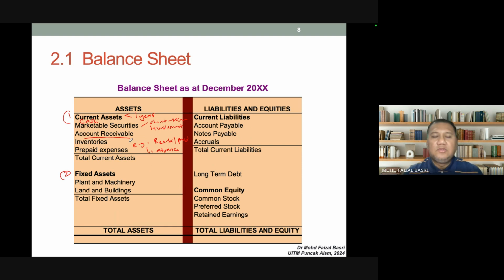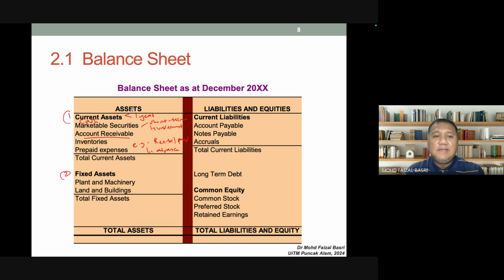So for example, now is April. So instead of you bayar setiap bulan for the year 2025, the company already paid for the whole year untuk setahun, walaupun sekarang baru bulan April. So the final 8 months akan masuk dalam prepaid expenses. Akan masuk dalam asset. Okay, so that's number one.